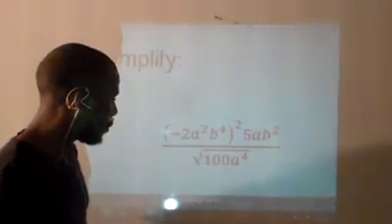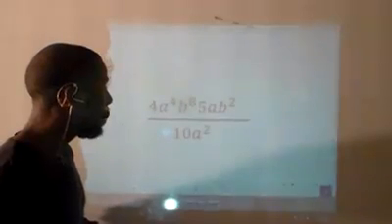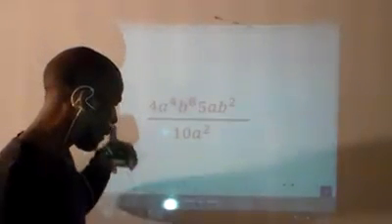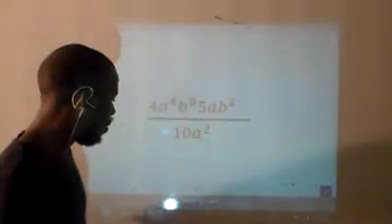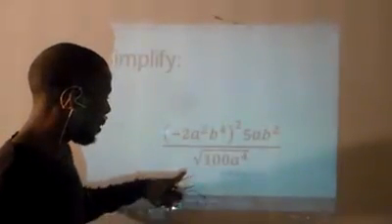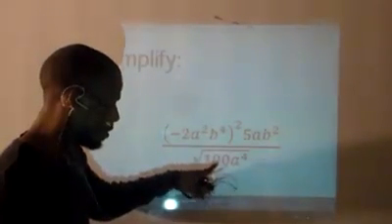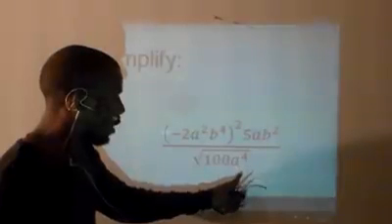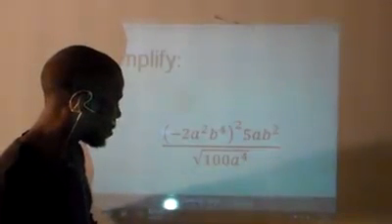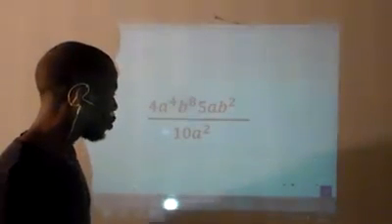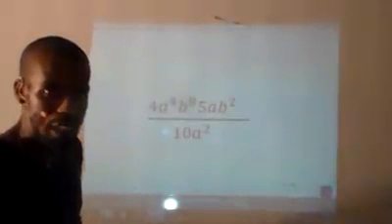So what I'm talking about is right here. We have 4a to the power of 4, b to the power of 8, 5a, b squared. All of this is divided by 10a squared. Remember, on the bottom side, we dealt with the square root. The square root of 100 is 10. The square root of a to the power of 4, in fact the square root of 4 is 2, that's why you get a raised to the power of 2. So you have 10a to the power of 2 at the bottom, which is your denominator.